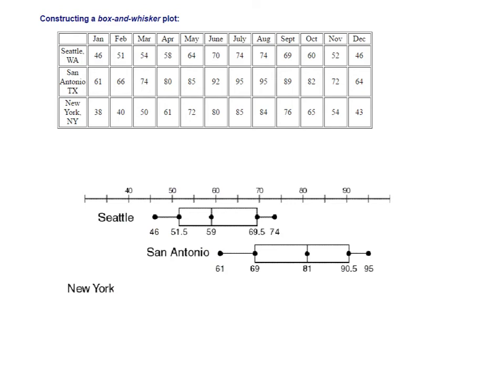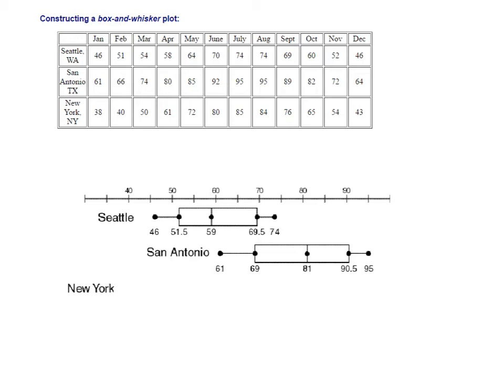So what we have here is some data, and this is data from the average temperatures from Seattle, Washington, San Antonio, Texas, and New York City in New York. I've already created the Seattle and San Antonio box and whisker plots based on their data, and now we are going to create New York's box and whisker plot using its data.